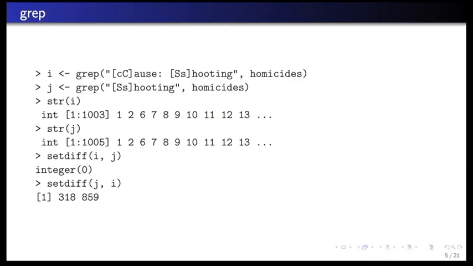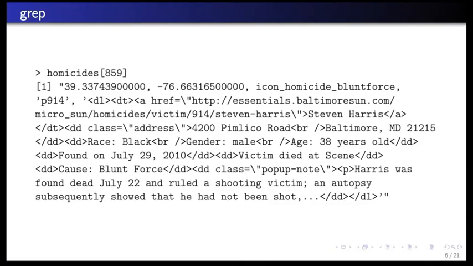This is the entry for 859, and you see there's a little note at the end. It says Harris was found dead on July 22nd and ruled a shooting victim. So the word shooting occurred in the little description here, but in fact the cause of death was blunt force.